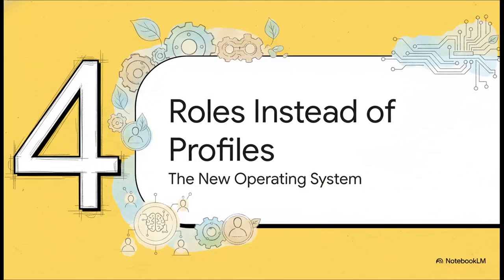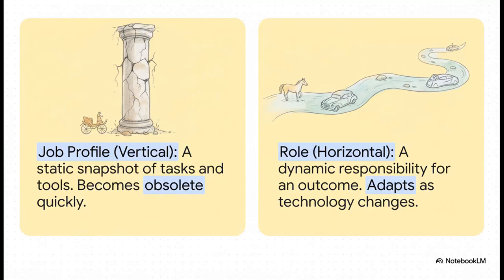This brings us to our fourth link. A new, resilient architecture demands a whole new way of thinking about work. We have to make the shift from static, fragile job profiles to dynamic, adaptable roles. This is the new operating system for your talent. Think about it like this. A job profile is brittle. It's a snapshot of specific tasks and tools.